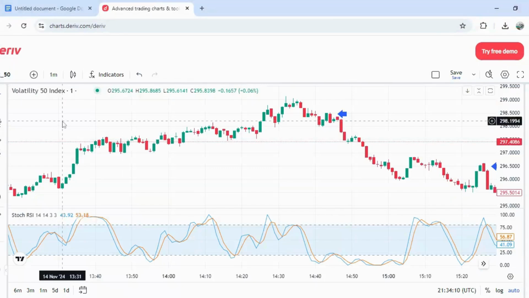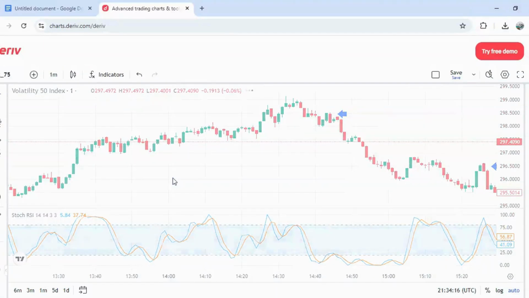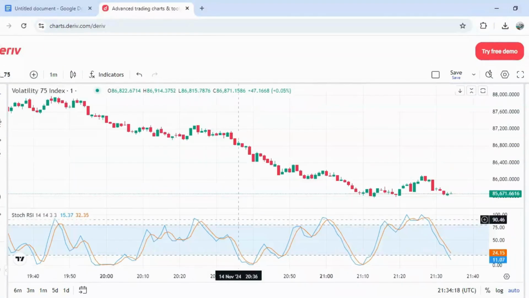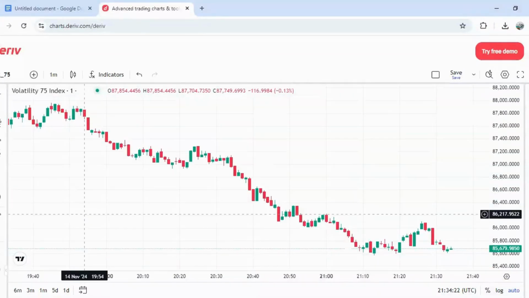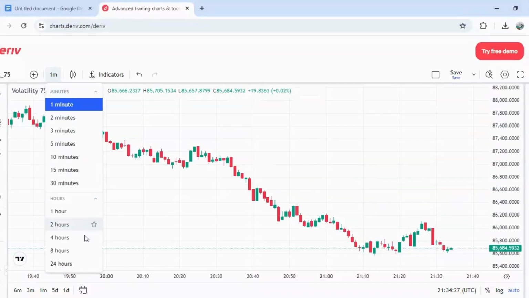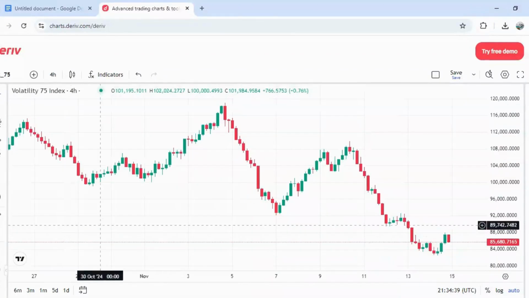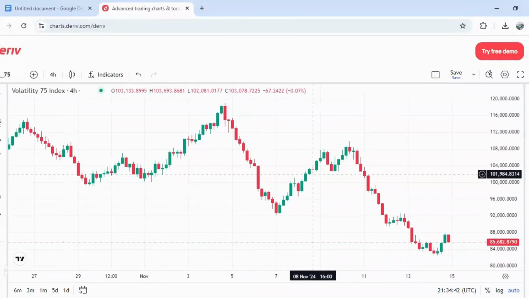So here we are, guys. Let me change this to Volatility 75. For you to identify the strongest support and resistance, you need to first change your time frame. For forex, we usually start from 4 hours, 1 hour going down. But for binary, we are going to do the tiniest time frame that we can access as of now.